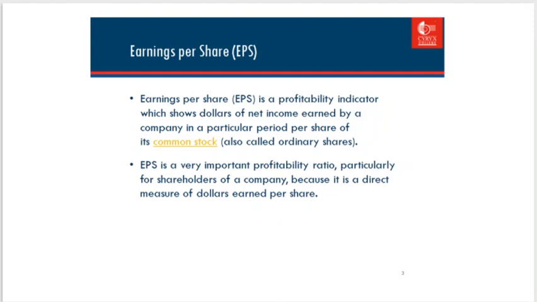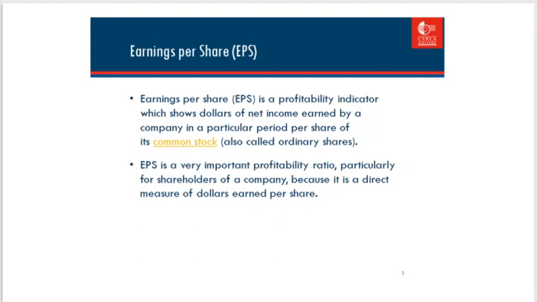EPS is defined as net income attributable to each share of a company's common stock, or ordinary shares. Common stock or ordinary shares is the class of share capital which represents the right to ultimate ownership of the company. There are other classes of share capital, such as preferred stock, which do not share in the residual interest of the company. Hence, we subtract the claim of preferred stockholders from net income to arrive at the net income attributable to common stock.